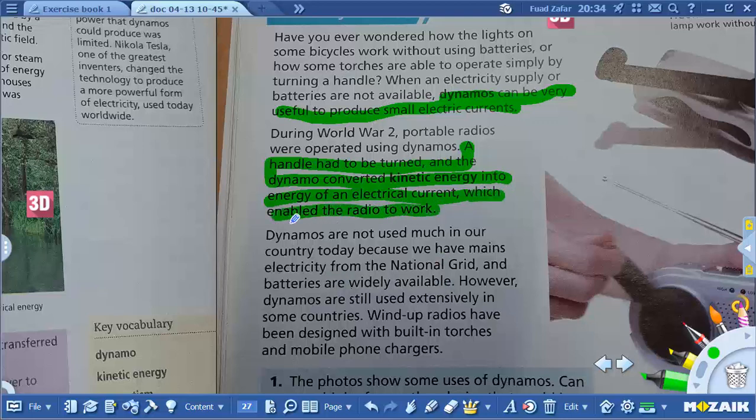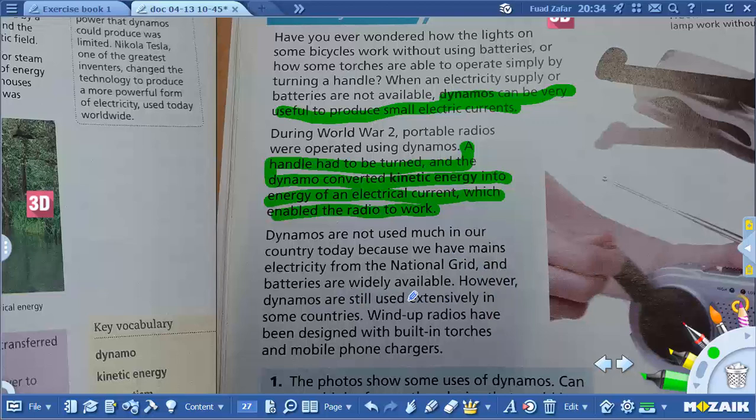Dynamos are not used much in our countries today because we have mains electricity from the national grid. That means we have bigger power stations providing electricity to each city or town. And batteries are widely available and easy to get. So nowadays we are not using dynamos that much, especially in devices.